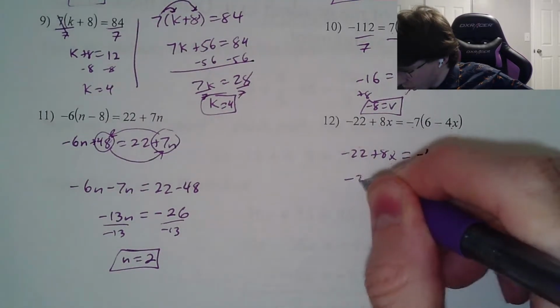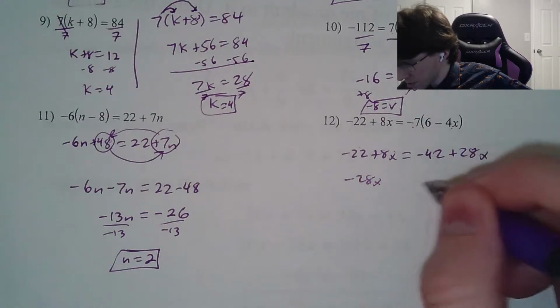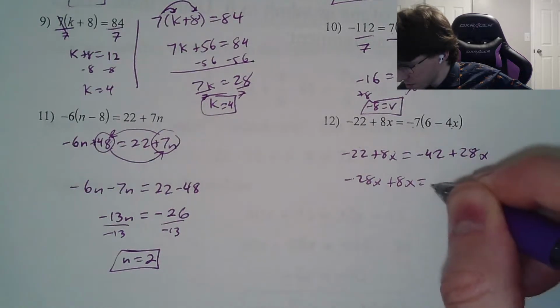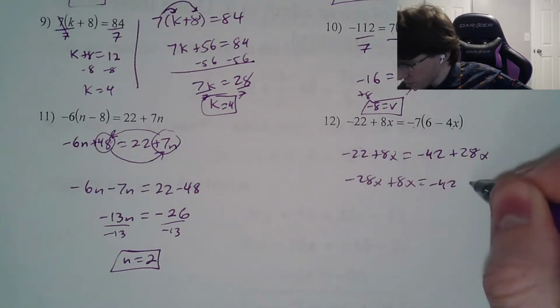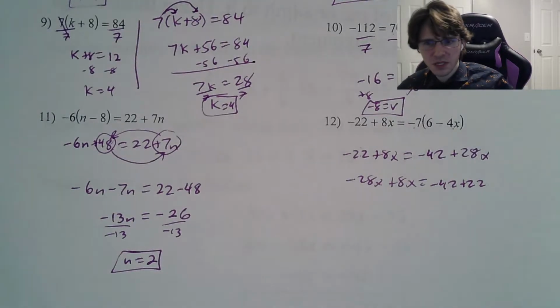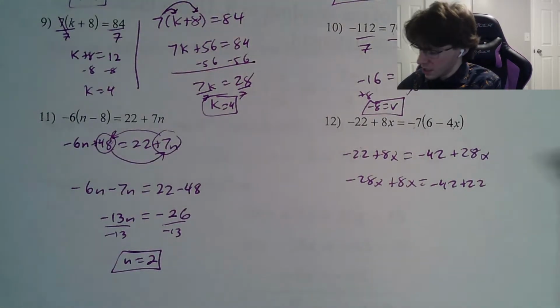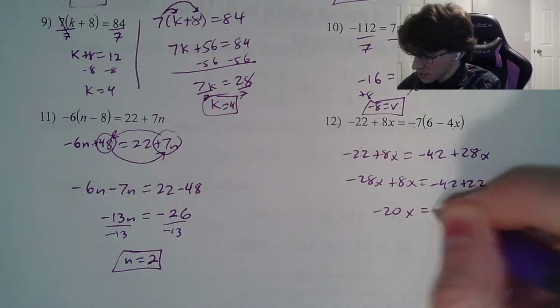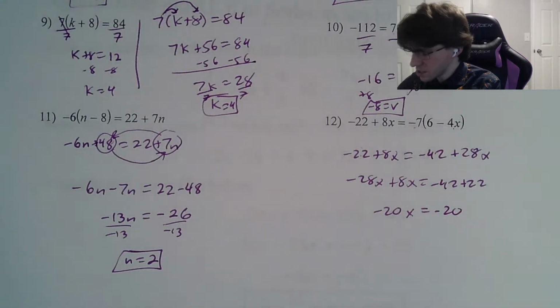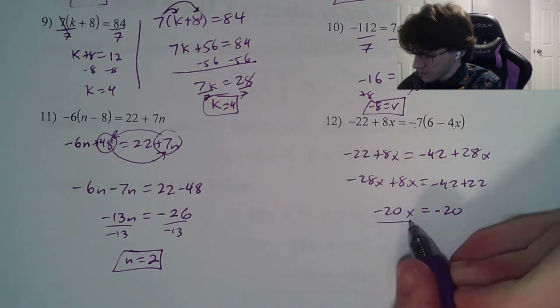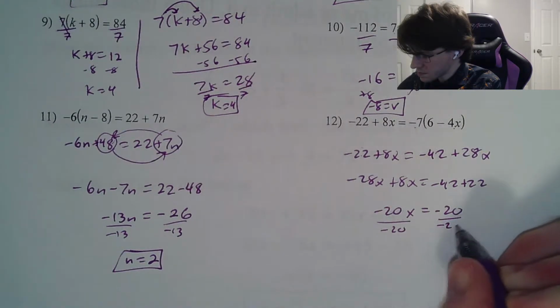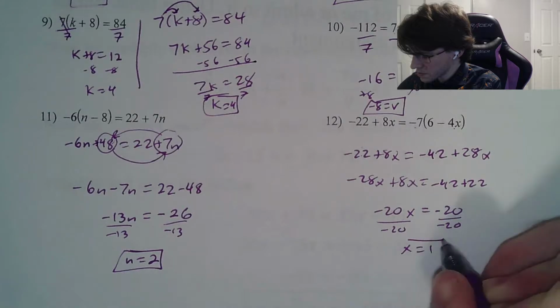So it's going to be a negative 28x. If it was positive, it turns negative. Plus 8x is equal to negative 42. Negative 22 becomes positive 22 on the other side when we switch them up. And then you get negative 20x is equal to negative 20. And now we're going to divide both sides by negative 20. The x is equal to 1.